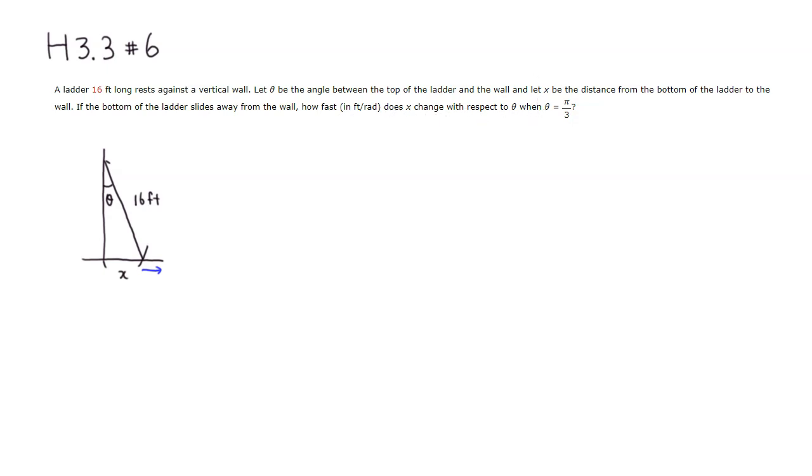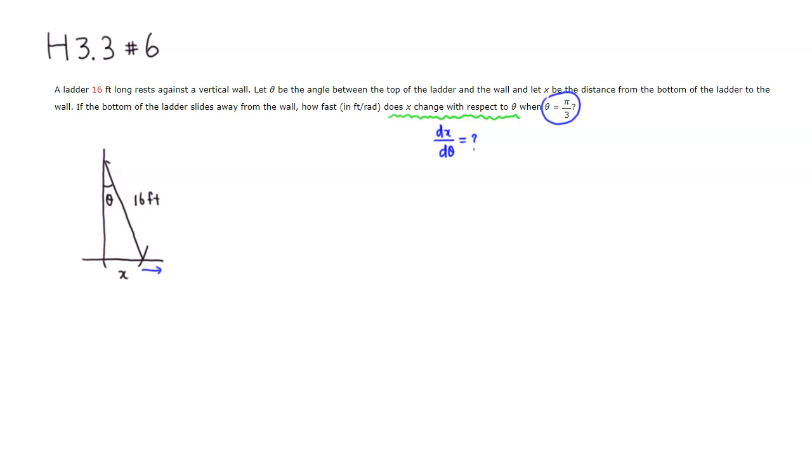Then how fast does x change with respect to theta? All right, so it's a little bit strange here. It says that x changes with respect to theta. So we are looking for dx over d theta. This is what we're looking for when theta is equal to pi over 3. So let's set up an equation.